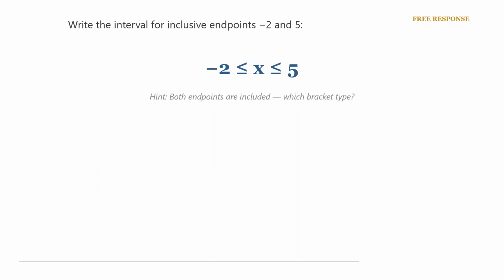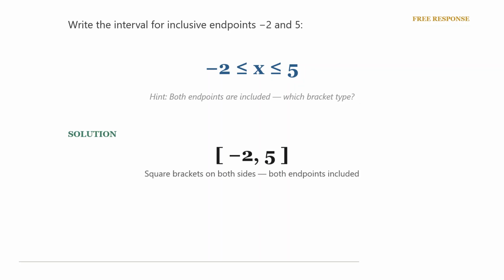Question 6, free response. Write x is between negative 2 and 5 inclusive in interval notation. Pause. The answer is the closed interval from negative 2 to 5. The word inclusive tells you both endpoints are included, so square brackets on both sides. The lower endpoint is negative 2. The upper is 5. This drills the inclusive versus exclusive endpoint trap. Students who default to round parens for everything end up with the open interval from negative 2 to 5, which silently excludes the boundary.